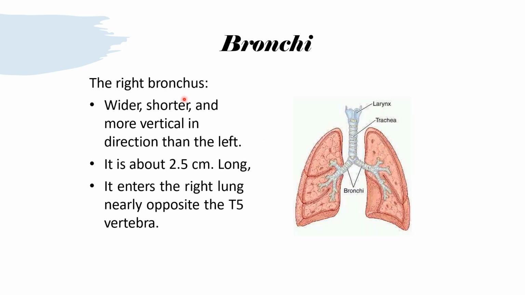The right bronchus, as you can see in this picture, is shorter, wider and more vertical in direction than the left. It is about 2.5 centimeters in length. It enters the right lung nearly opposite the T5 vertebra.